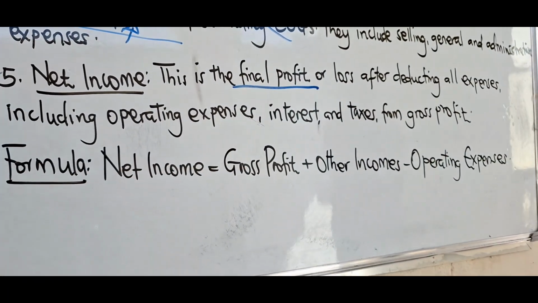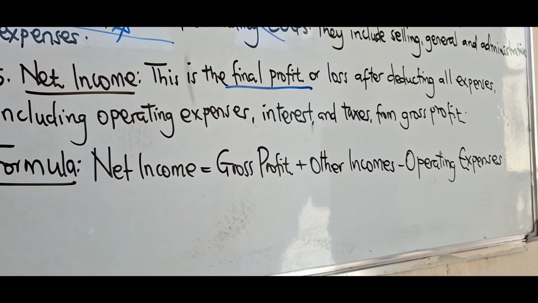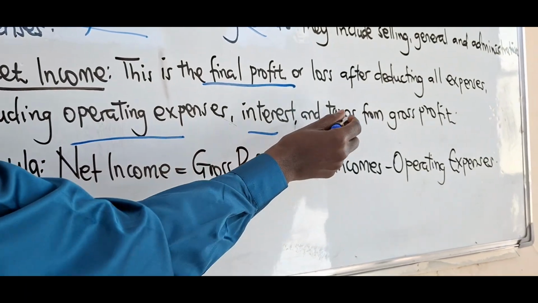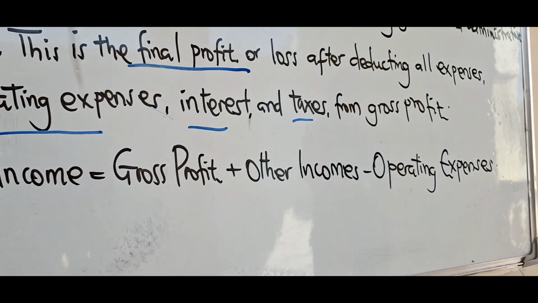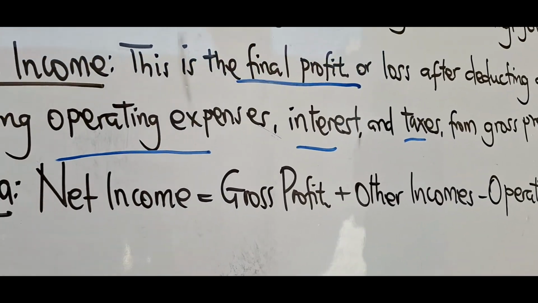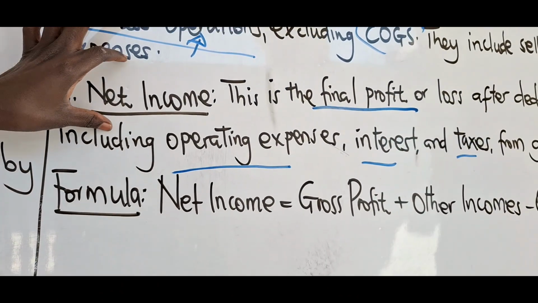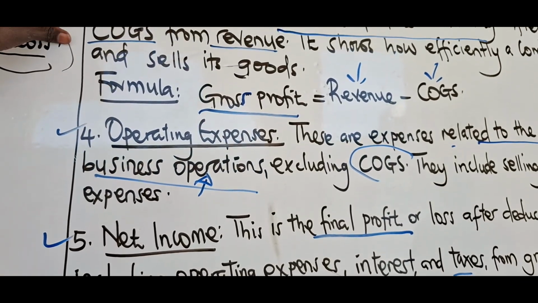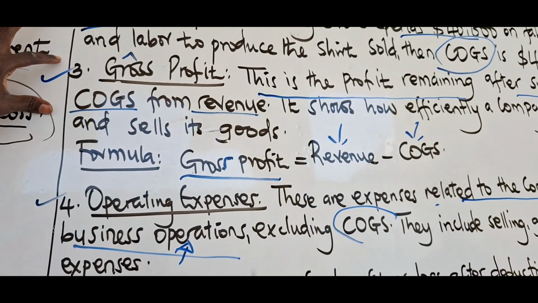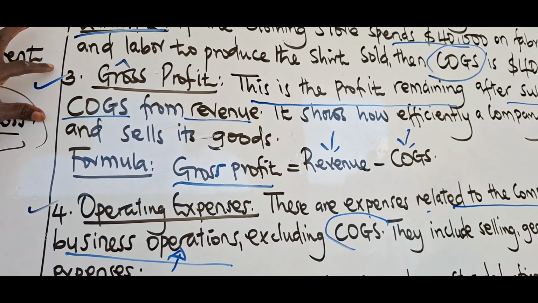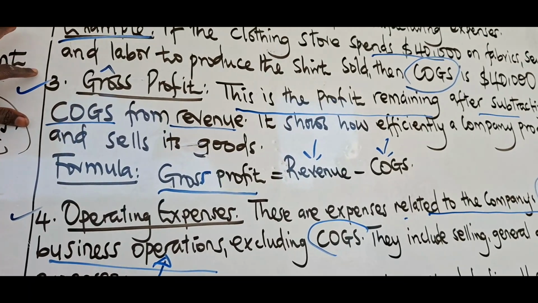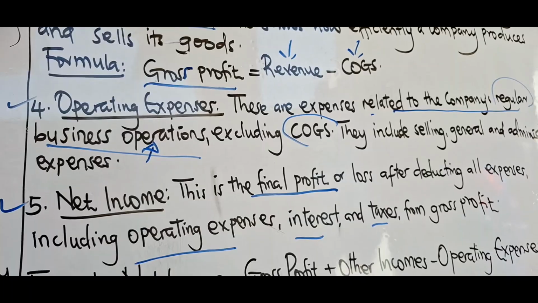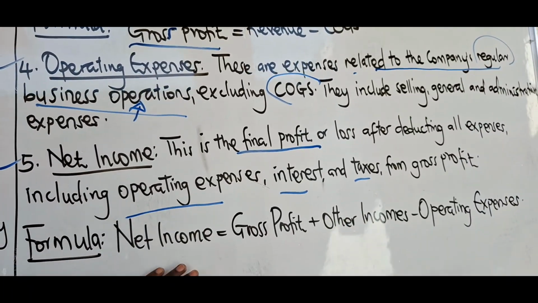Final profit or loss after deducting all expenses, including operating expenses, interest, and tax paid from the gross profit. Meaning, to get our net income or net profit, we need to get our gross profit, that is element number 3. We shall subtract other operating expenses. Which operating expenses? I have already told you, like salaries and wages, electricity, water bills, transport, among others. And the formula is very easy here.